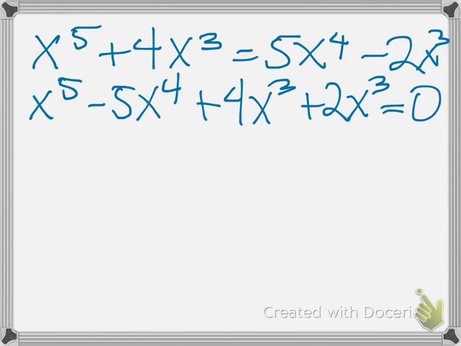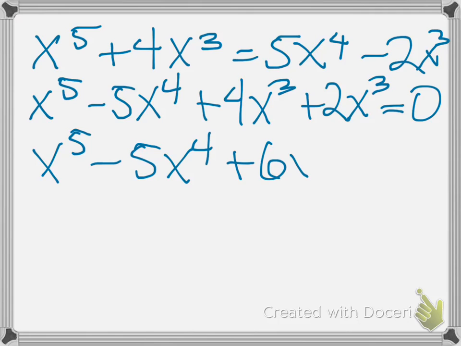Now, hopefully you notice that we have some like terms that we can simplify, so that we can combine that 4x cubed and that 2x cubed. So our next step will be to do that. And we've got x to the 5th minus 5x to the 4th plus 6x cubed. So now we have our polynomial equation simplified and set one side of the equation equal to 0.